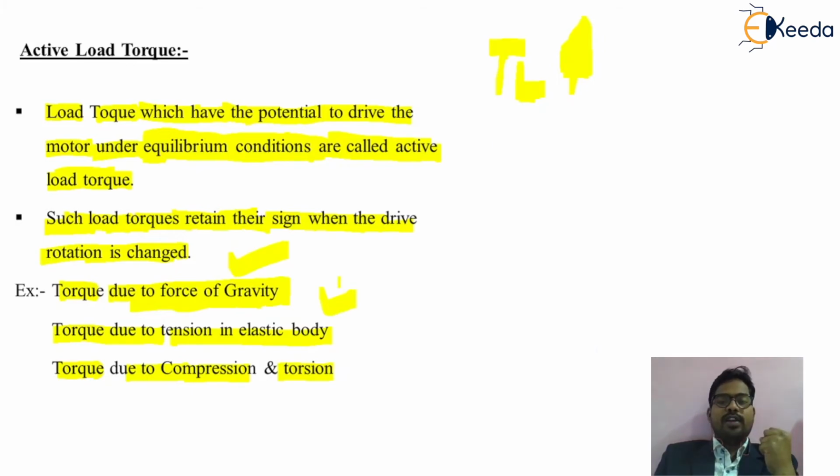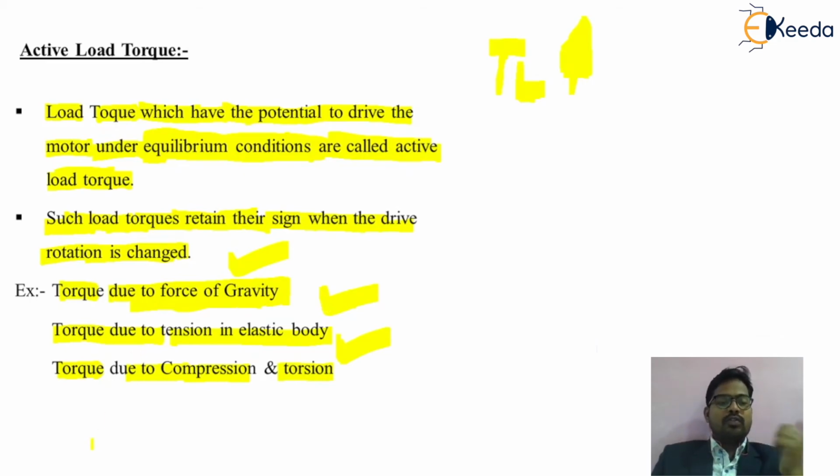Second, tension in a body. Suppose one of the elastic bodies is there and we are getting tension in that particular elastic body. Obviously it has the tendency or potential to drive from the equilibrium condition. So that is the second example of the active load torque. And the third is the torque due to compression or torsion, which has the potential to drive the motor from the equilibrium condition. So these are examples of the active load torque.